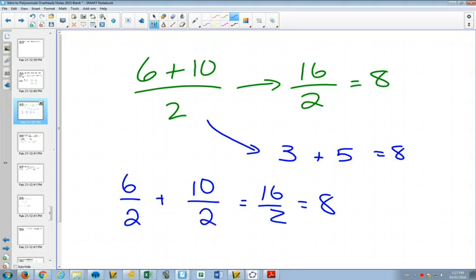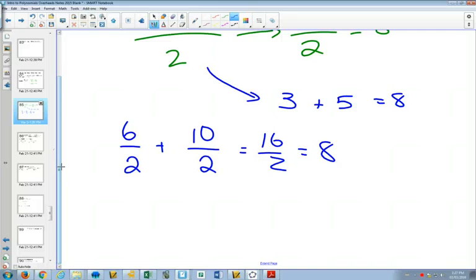So that's how you add fractions, but before you added these fractions, and this looks like a Z, not a 2, so I'm going to switch that up. That looks better. Before you added these fractions, what is 6 divided by 2? 3. And 10 divided by 2? 5. That would also give us 8. So it's that kind of idea.